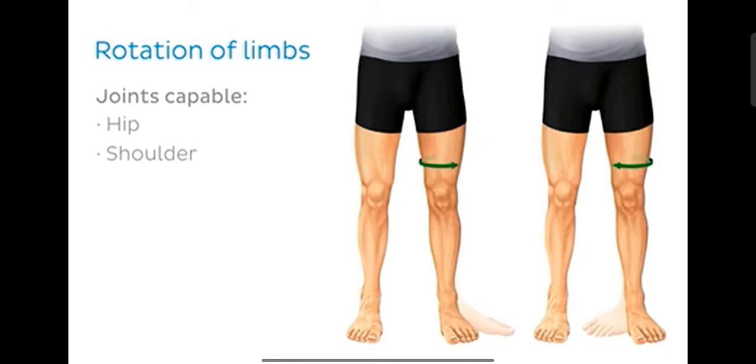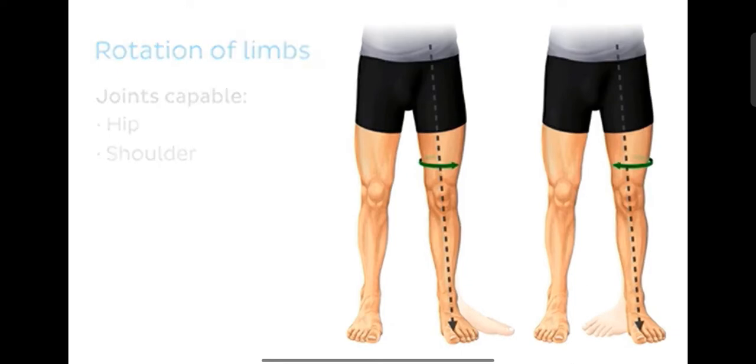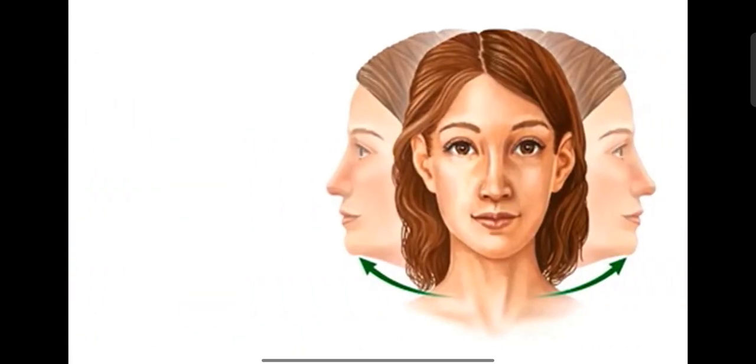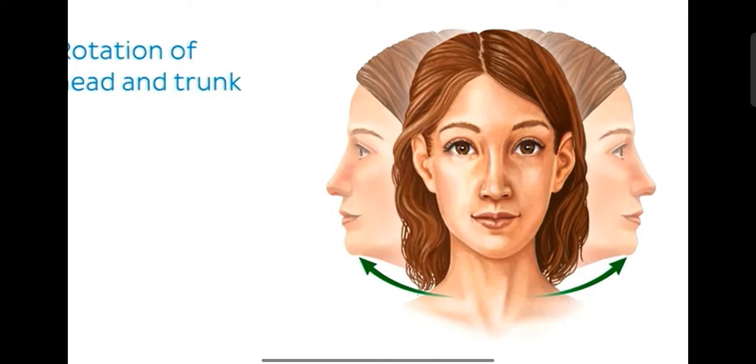The shoulder and hip are the fulcrum for each movement, as each is the point around which the rotation is occurring. The axis is a straight line through the center of the shoulder joint or hip joint, and the plane is then the transverse plane. Now we're moving away from rotation of the limbs to rotation of the head and the trunk.